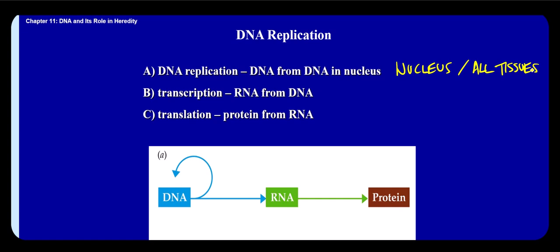The way we're going to do that is we're going to do a process called transcription that's going to make a message, as in messenger RNA, that we can send out into the cell. So the DNA acts as the pattern, contains the information that we want to use to make messenger RNA to send out into the cell. So we're going to do it in the nucleus, and again, in all tissues.